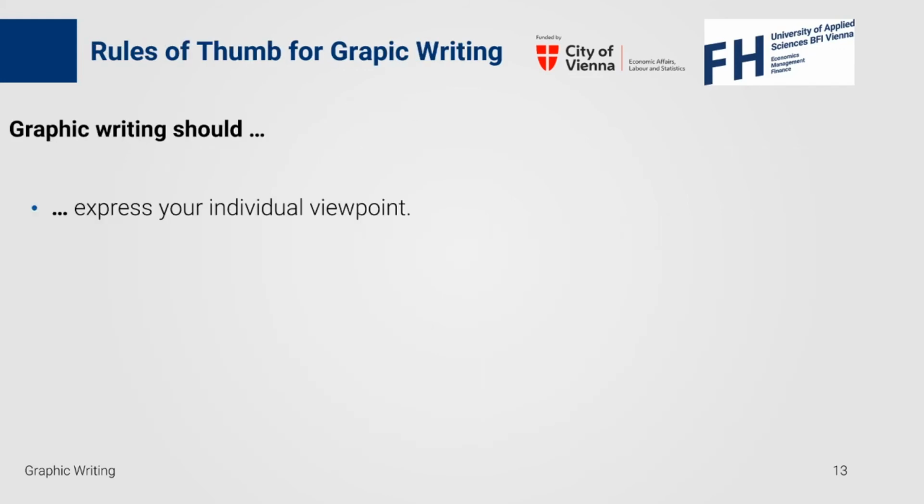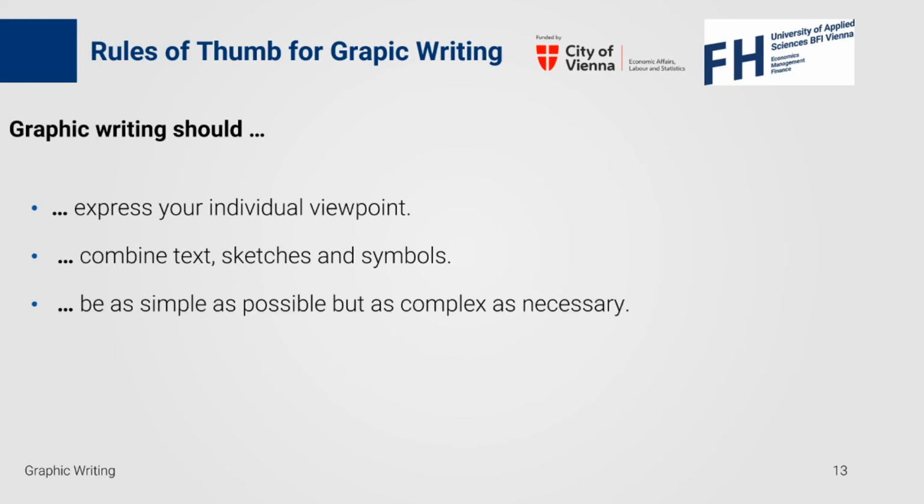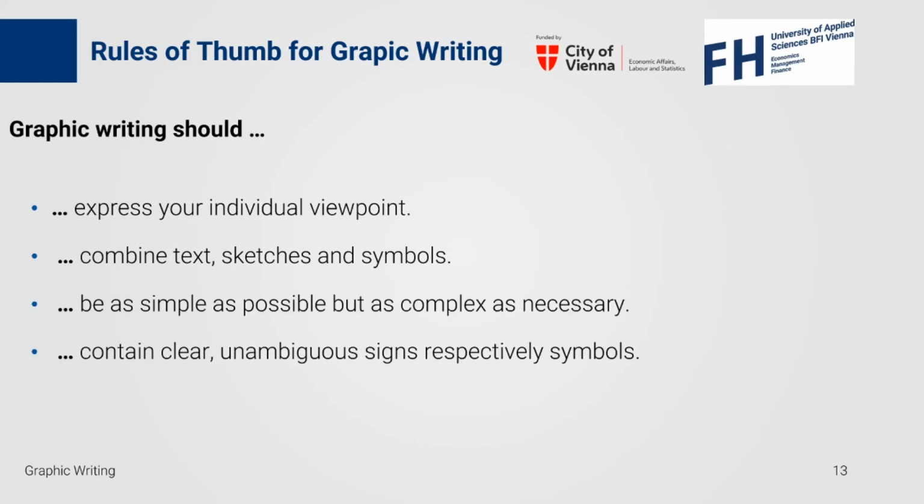So, some rules of thumb for graphic writing. Graphic writing should express your individual viewpoint. It should combine text, sketches, and symbols. It should be as simple as possible but as complex as necessary. It should contain clear, unambiguous signs, respectively symbols.